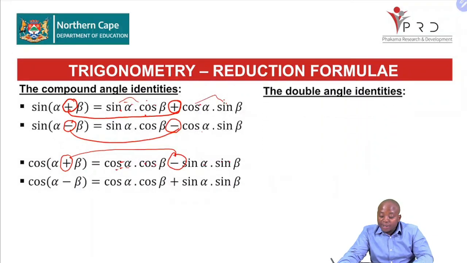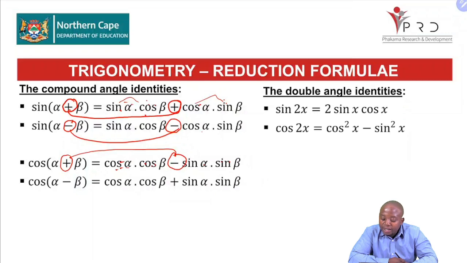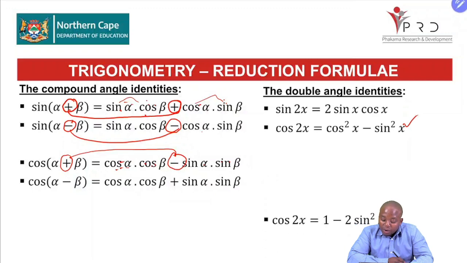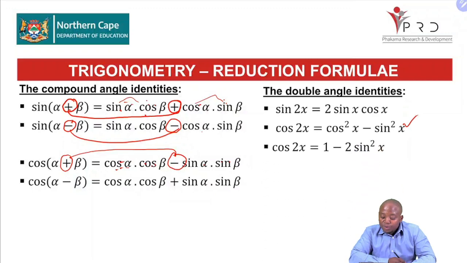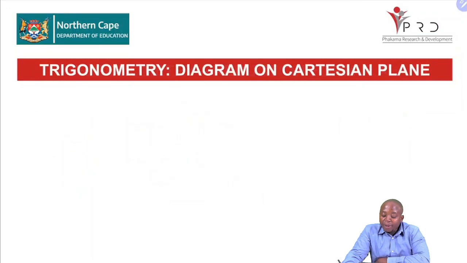Then we're going to focus our attention on double angle. The double angle for sine 2x is only one. It is 2 sine x multiplied by cos x. Then we are also looking at the double angle for cos. The first one we can use is cos squared x minus sine squared x. Or we can use cos 2x equals 1 minus 2 sine squared x. Or cos 2x is equal to 2 cos squared x minus 1. So it will depend on which one is favorable for the question.